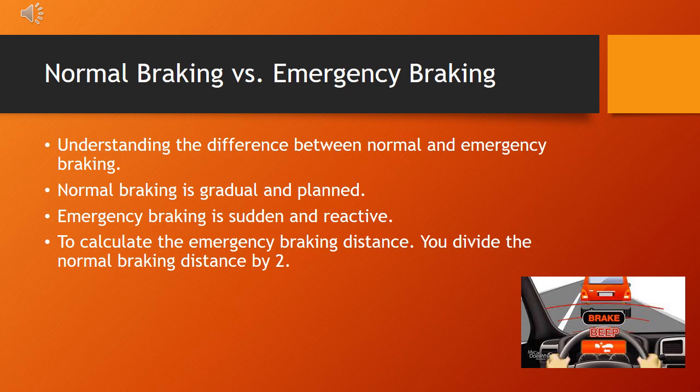Normal braking refers to the standard process of slowing down or coming to a stop when driving a vehicle. It's the controlled application of the brakes to reduce speed or halt the vehicle in a predictable and gradual manner. In normal braking, the driver applies steady and moderate pressure to the brake pedal. This type of braking is typically used in routine driving situations, such as slowing down at a traffic light or stop sign, or gently slowing down on the highway when approaching an exit.